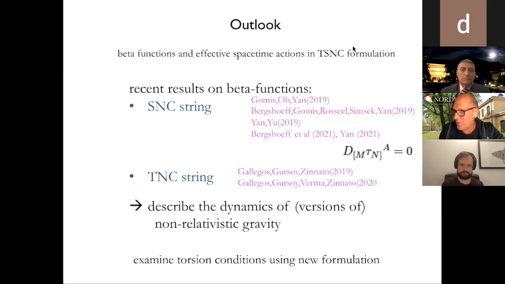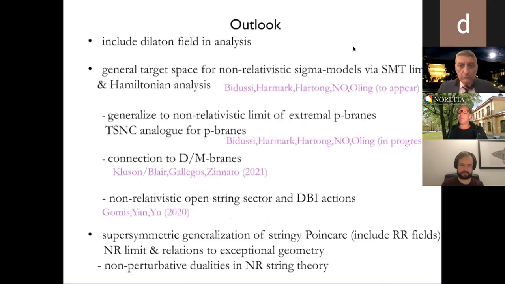For the outlook, you find various types of torsion conditions also dynamically in these beta functions. So one point that would be interesting to examine in the future is, using this new formulation of the target space geometry, what happens to these torsion conditions? For example, for the SNC string, there's an important torsion condition found on the time-like vielbein.